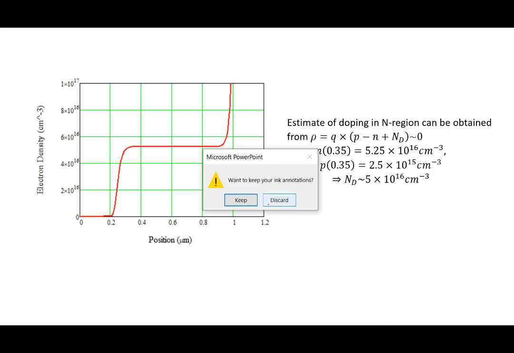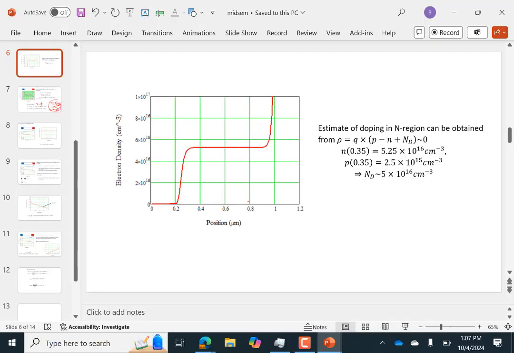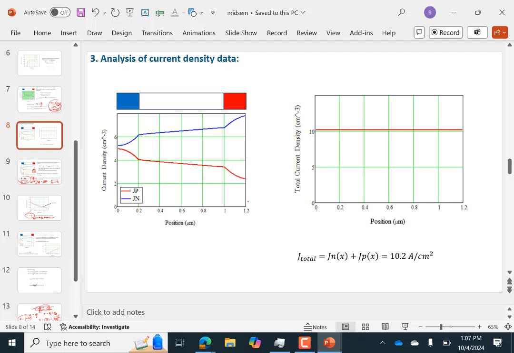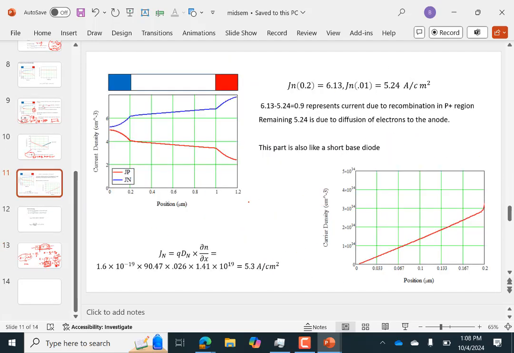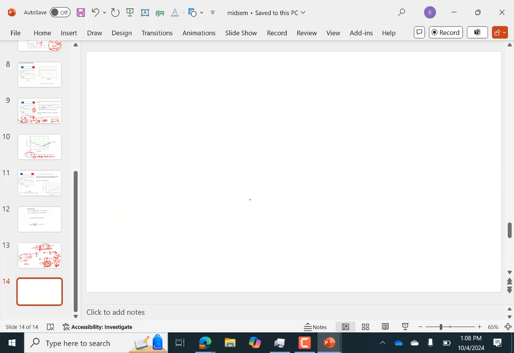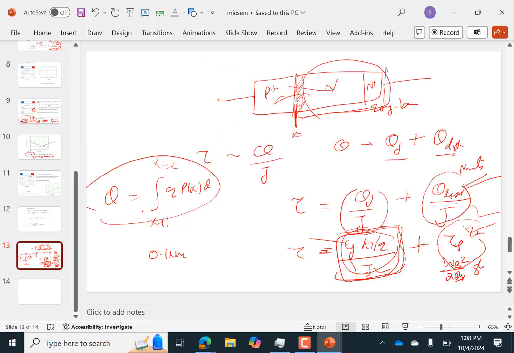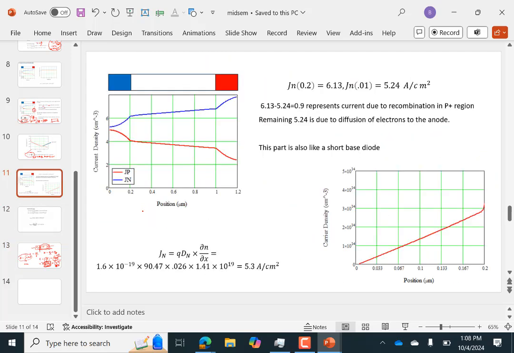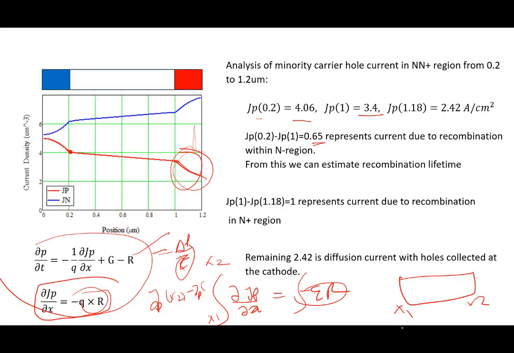Why did we take dp by dt as 0 in the continuity equation? Because it's all steady state. Nothing is varying with time.